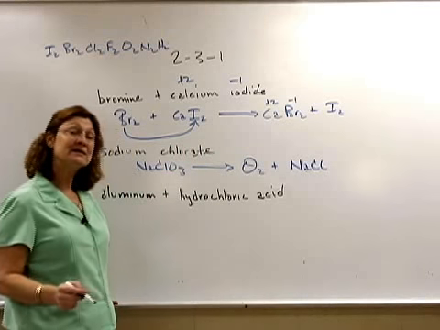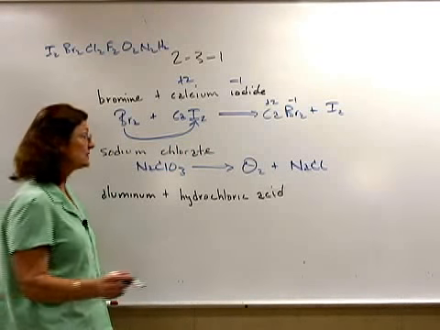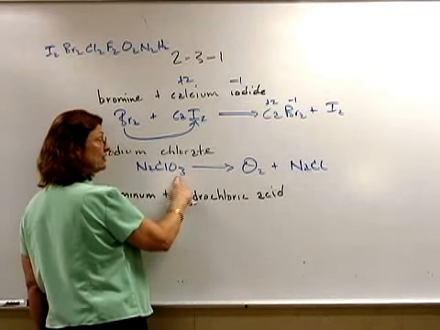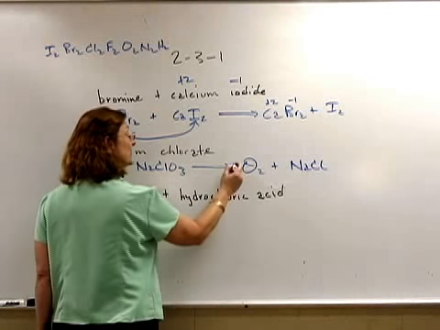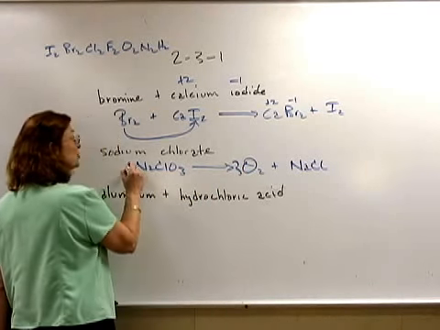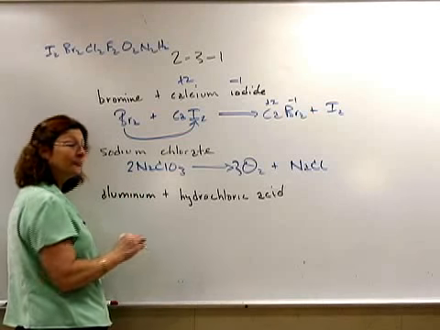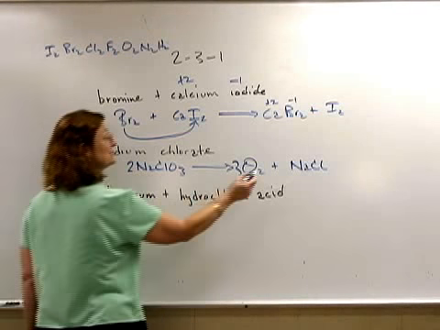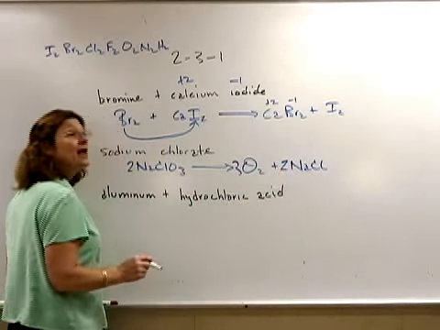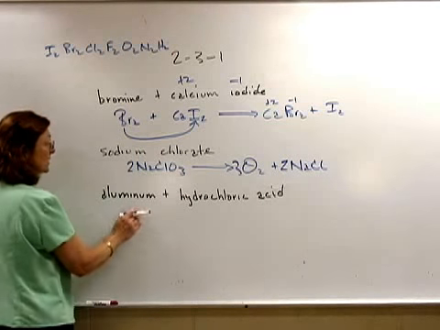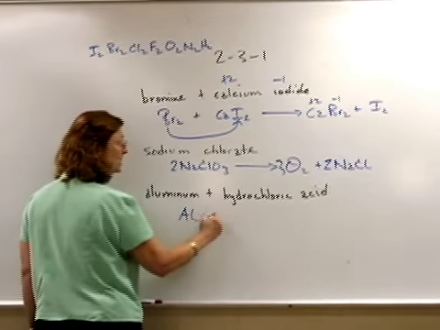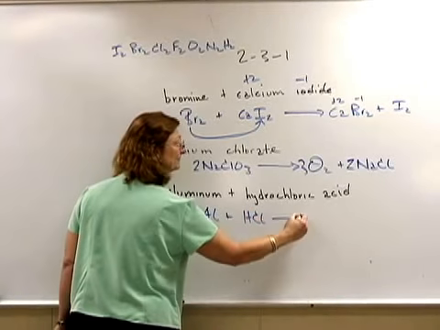Once I write my formulas, then I can look for coefficients. I have 3 oxygens here and 2 oxygens here. The common multiple is 6. Therefore, I need 3 oxygens and 2 of the sodium chlorates. When I get 2 sodiums, then I must have 2 sodiums here as well. And then it's balanced. The next one is aluminum plus hydrochloric acid.